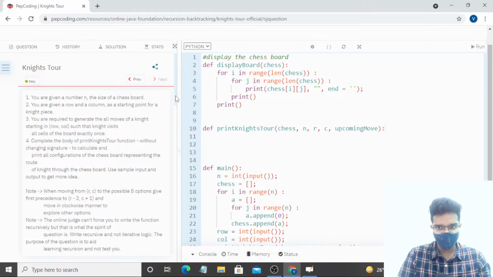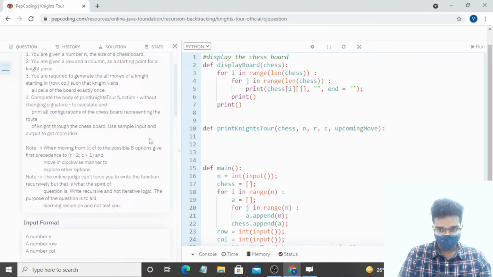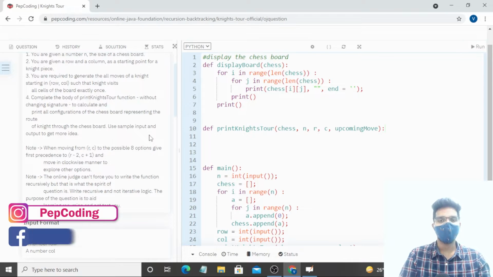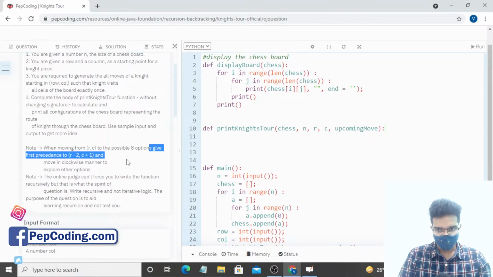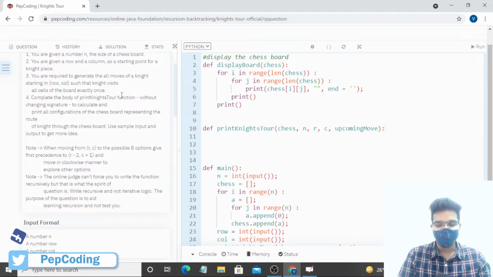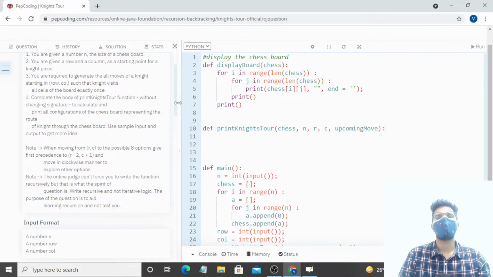Also, it is mentioned all the possible options in which a knight can move, a total of 8 options, and we have to give first precedence to r minus 2 and c plus 1 because the compiler is expecting output in such a manner, clockwise.